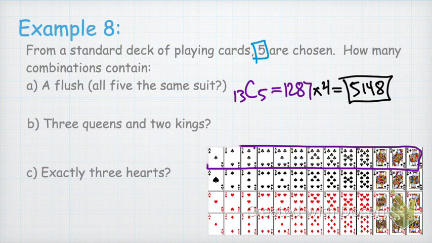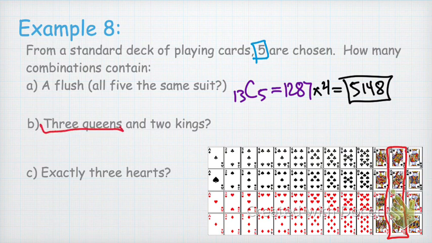Another question is, how many different ways are there for me to have a hand that has 3 queens in it and 2 kings in it? So when I look at the queens, there are 4 queens available, and I want to know how many different ways are there for me to choose 3 out of those. So that's out of 4 queens, choose 3 of them. And then to fill out the rest of my hand, there are 4 kings available, but I have to pick 2 of them. And so that is 4 choose 2. And I will take those 2 results and multiply them together.